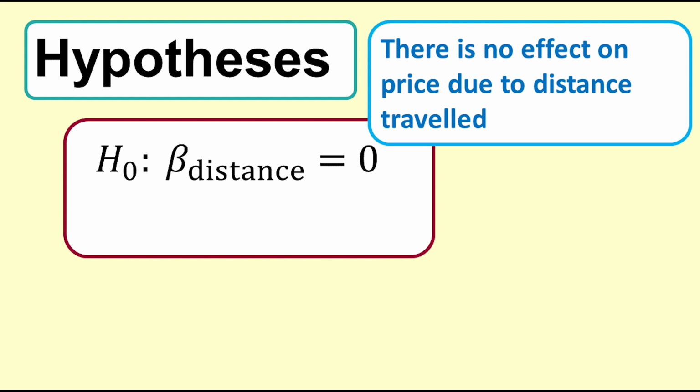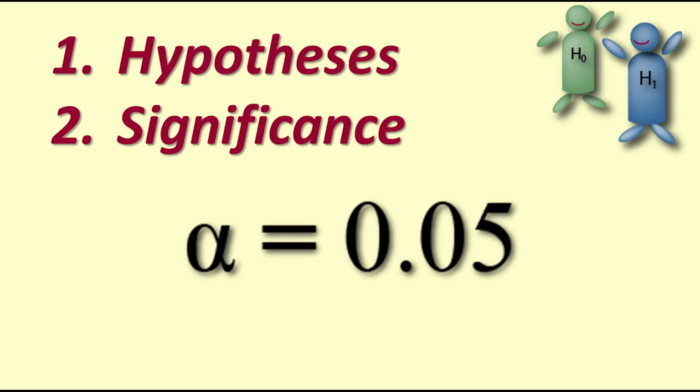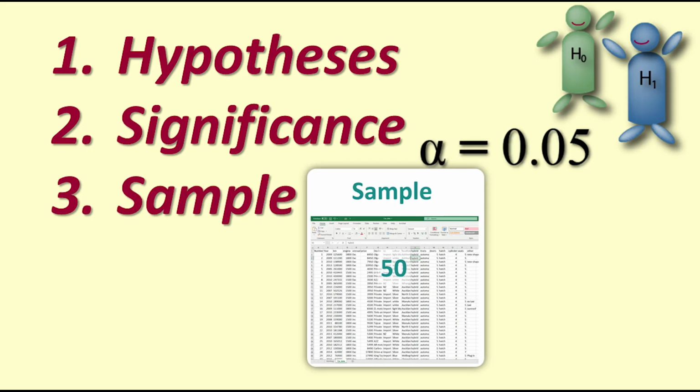So H0 is beta distance equals 0. The alternative hypothesis, H1, is that beta distance does not equal 0. There is some effect on price due to distance travelled. These are the hypotheses that the computer output is relevant to. We will use an alpha value or significance level of 0.05, and we have a sample of 50 used cars.